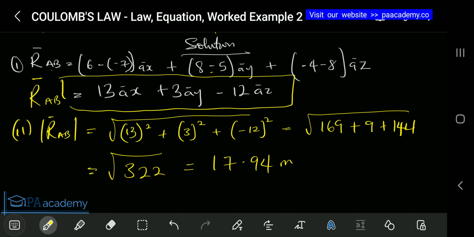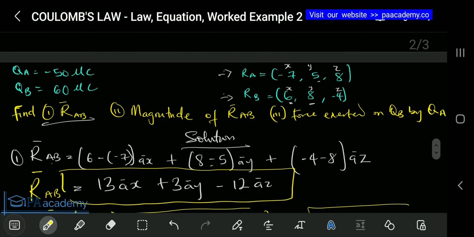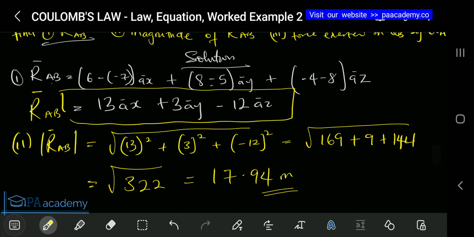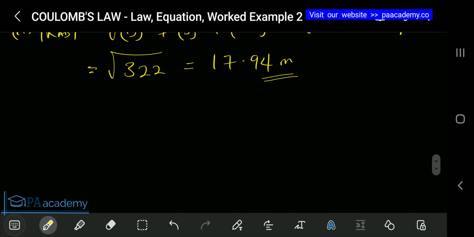The unit is actually in meters. The question states that all of these are in meters. So don't forget to put your units. All right, so we've answered the first two parts. Now let's answer the third one.